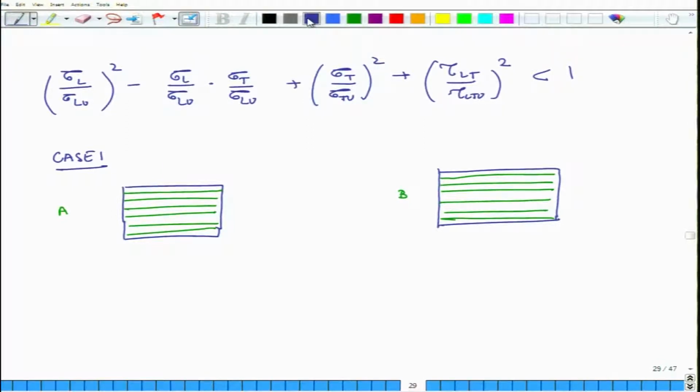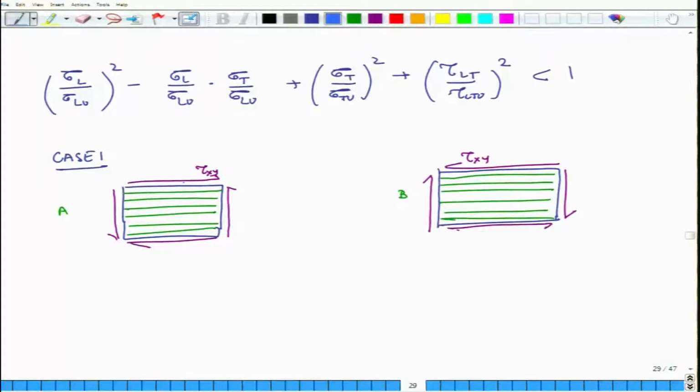The only difference in these two situations is that in the first case I am applying my shear stress in a positive way, so tau xy is positive, and in the other case the shear stress is negative. Now, in both situations, physically, what is the shear stress trying to do? The shear stress on the top surface is trying to move the top layer with respect to the layer just below it. The same thing is happening in the other situation.